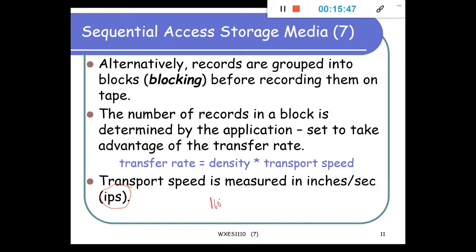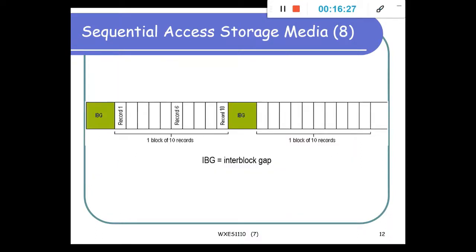So if you have 1600 BPI, or 1600 bytes per inch, and you multiply by x inches per second, you have 1600 times x bytes per second. This is how you calculate the capacity you can accommodate based on the BPI and the transport speed, or IPS, inches per second.